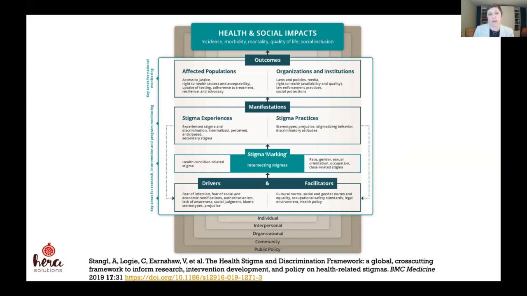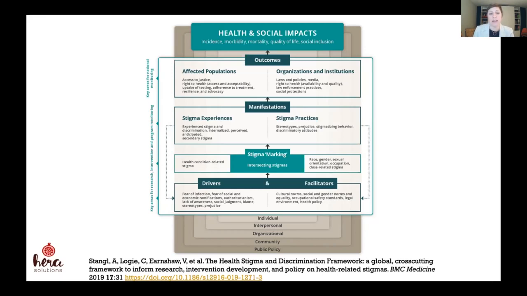Drivers and facilitators determine whether stigma marking occurs, in which a stigma is applied to people or groups related to either a specific health condition or other perceived difference, such as race, class, gender, sexual orientation, or occupation. And this intersectional stigma occurs when people are marked with multiple stigmas. So once a stigma is applied, it manifests in a range of stigma experiences and practices.